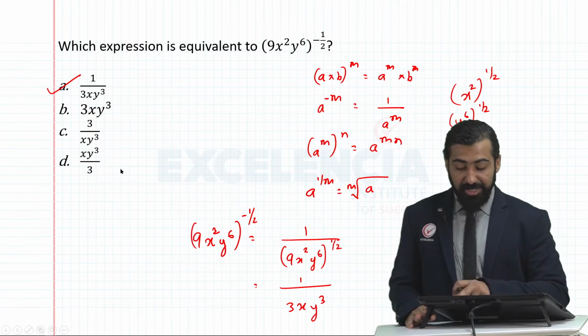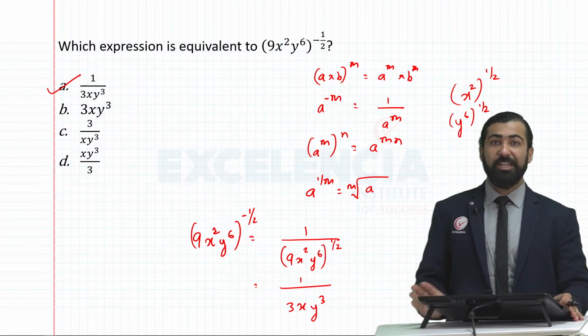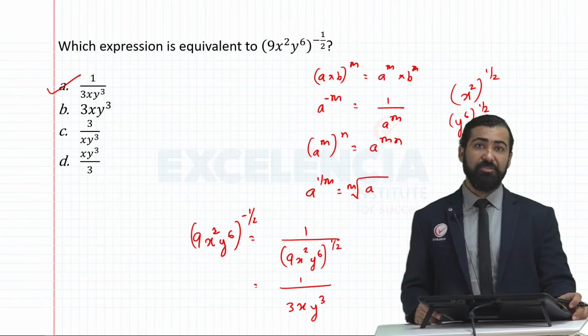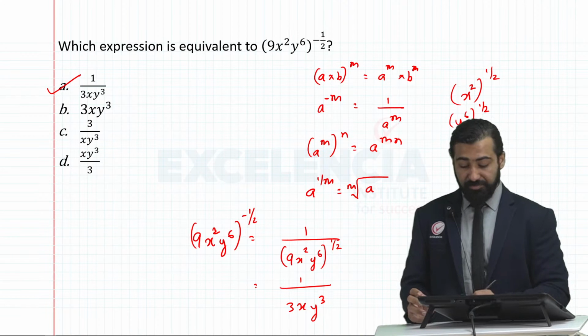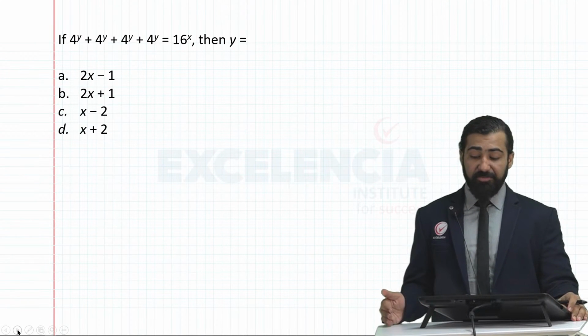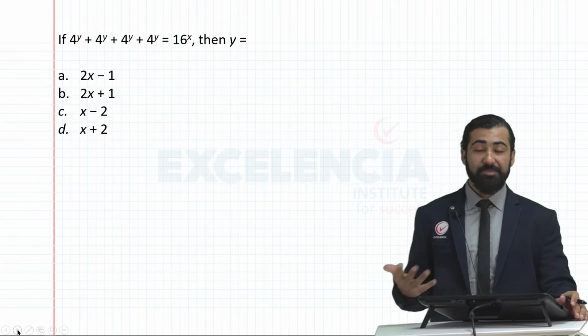So 1 by 3 xy cube is your option A. That being said, all of this was not needed. We figured the question out with the options. Next, 4 to the power y plus 4 to the power y plus and so on.